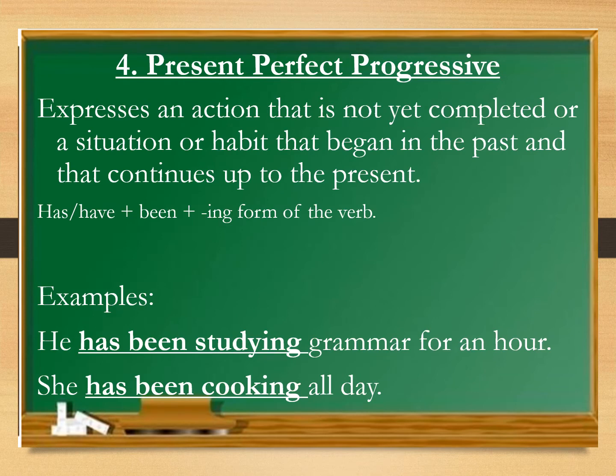Number 4. Present perfect progressive. It expresses an action that is not yet completed or a situation or habit that began in the past and continues up to the present. Examples: He has been studying grammar for an hour. She has been cooking all day.